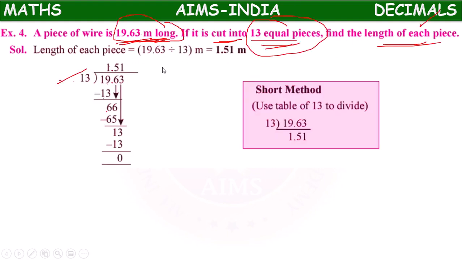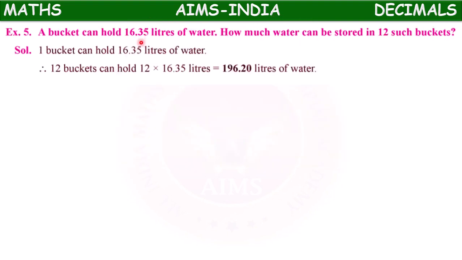In the previous question, we have done the division, because one piece we are cutting into 13 equal pieces. So each piece length will decrease. We are doing division. But here, volume of water will increase, because previously we have taken one bucket. Now we are taking 12 buckets. Volume will increase. So in this kind of questions, we have to multiply 12 into 16.35. As per rules of decimal multiplication, we will get this as answer, 196.20.